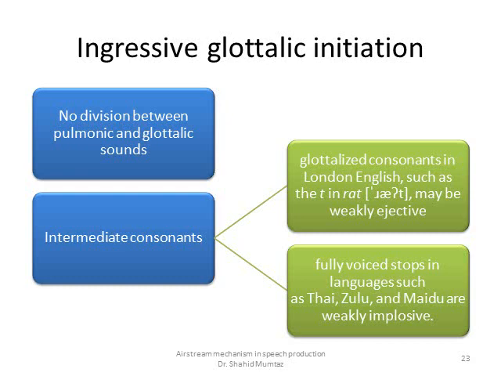There's no clear divide between pulmonic and glottalic sounds. Some languages may have consonants which are intermediate. For example, glottalized consonants in London English, such as the T in rat, may be weakly ejective. And similarly, fully voiced stops in languages such as Thai, Zulu and Medumba are weakly implosive. This ambiguity does not occur with the next airstream mechanism that we are going to talk about, lingual, which is clearly distinct from the pulmonic sounds we just discussed.